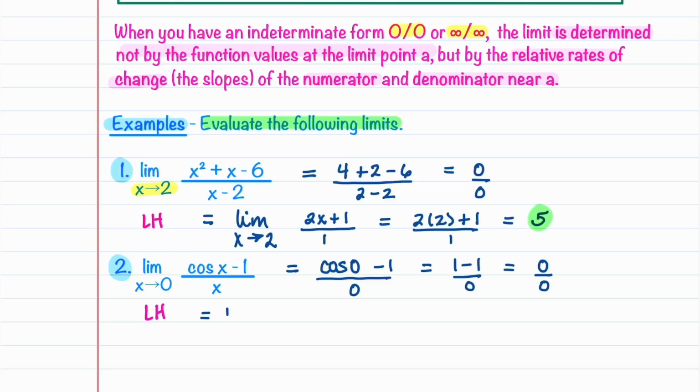and this is equal to the limit as x approaches 0. Now we're going to take the derivative of the numerator. The derivative of cosine is minus sine. So we have a minus sine x, and then derivative of 1 is 0. And the derivative of the denominator is the derivative of x, which is just 1. Now we're going to substitute in that x is equal to 0. So this is minus sine of 0. Sine of 0 is just 0, so we get 0. Let's now look at some more examples.